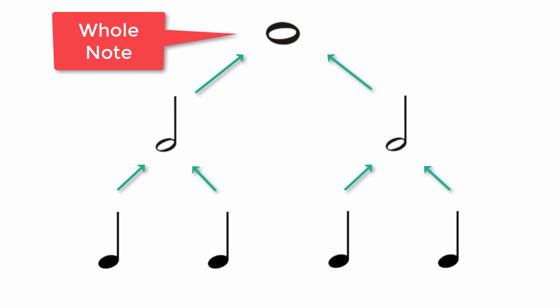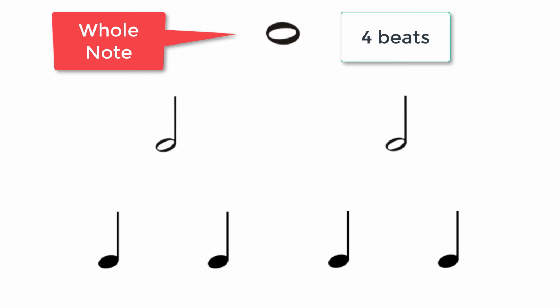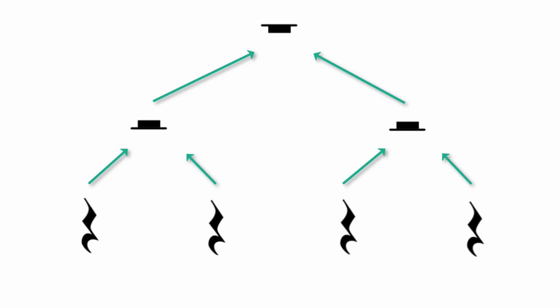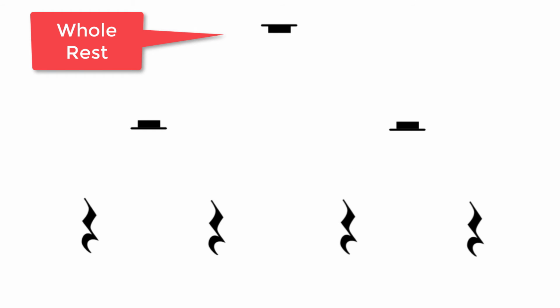Finally, we've combined quarter notes into half notes. We can also combine half notes together into what we call a whole note. A whole note in 4/4 time lasts for 4 beats. You can also combine quarter rests into half rests and half rests into whole rests. So the top symbol here is called a whole rest and is worth 4 beats of silence.